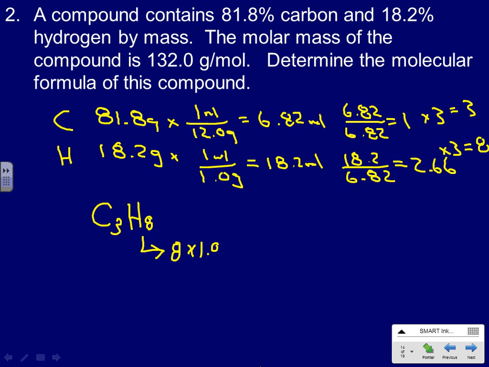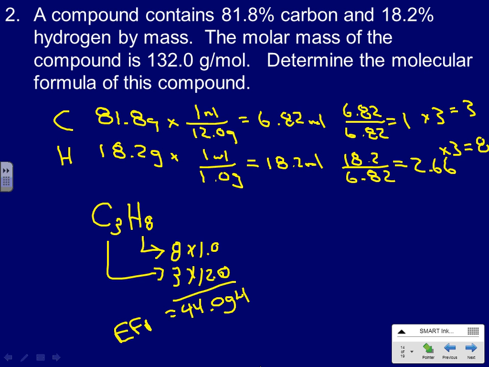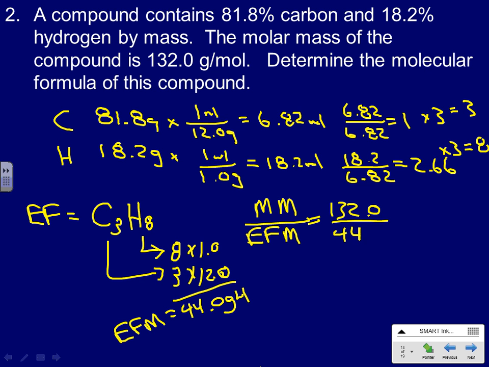8 times 1.0, 3 times 12.0. What is that? Yeah, Chelsea. 44.0 grams per mole. That is the empirical formula mass. Yeah, maybe we should put some labels on here just so that we know what we're looking at. Always the big mass over the small one because we need a whole number. Molar mass over the empirical formula mass. 132.0 over 44. We're hoping for a whole number. Yeah, Chelsea, what do you got?